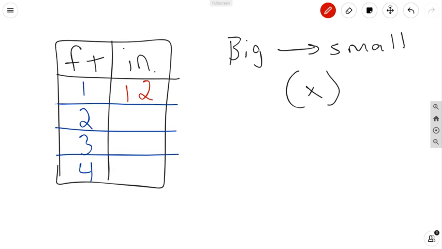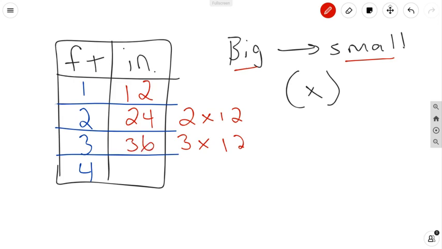If I'm going from big to small, and I know that there's 12 inches in a foot, for this one, I'm going to do 2 times 12 to give me 24, because I'm multiplying because I'm going from big to small. For the next one, I would do 3 times 12, which is 36. And for the next one, I'm going to do 4 times 12, which is 48. I'm going from big to small. Okay? Let's do another one, big to small.